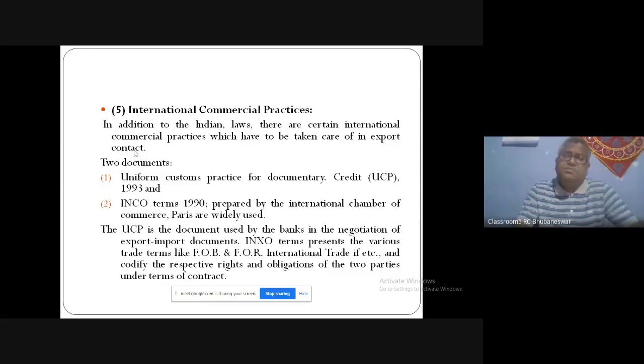There are different types of practices in Incoterms 1990, or FOB and FOR. This will be discussed later in IBO-4 also, in international commercial practices: what type of new documentation is required at the time of exporting goods and services.